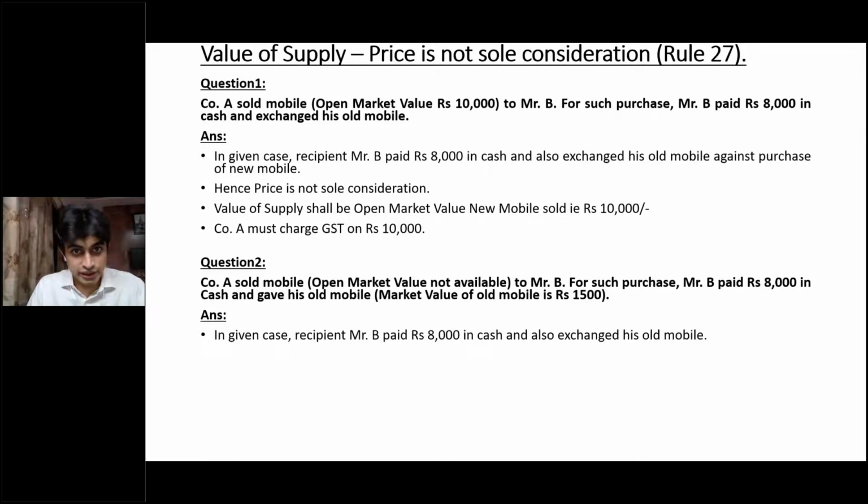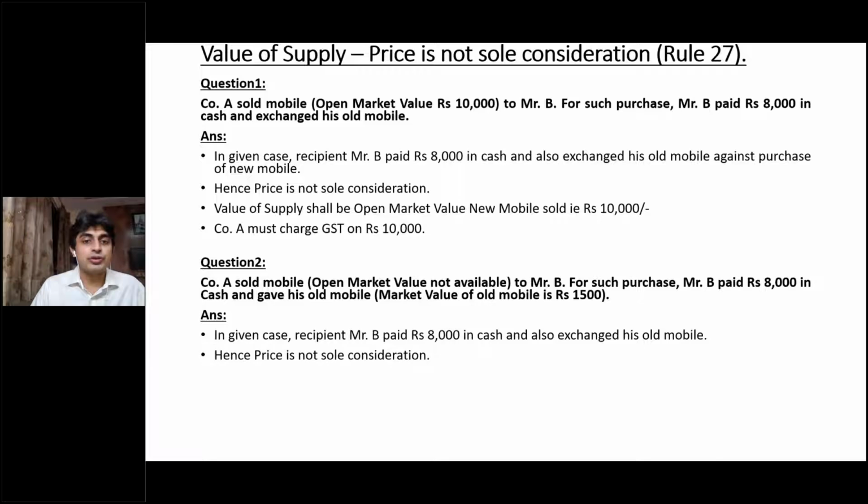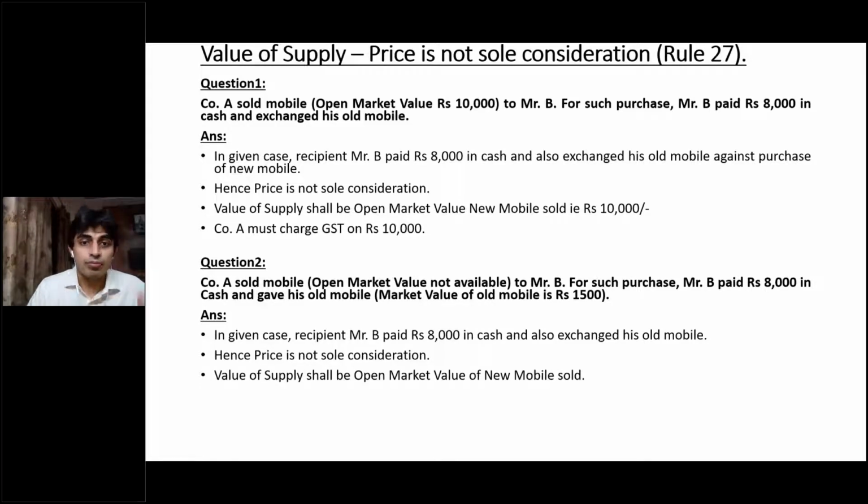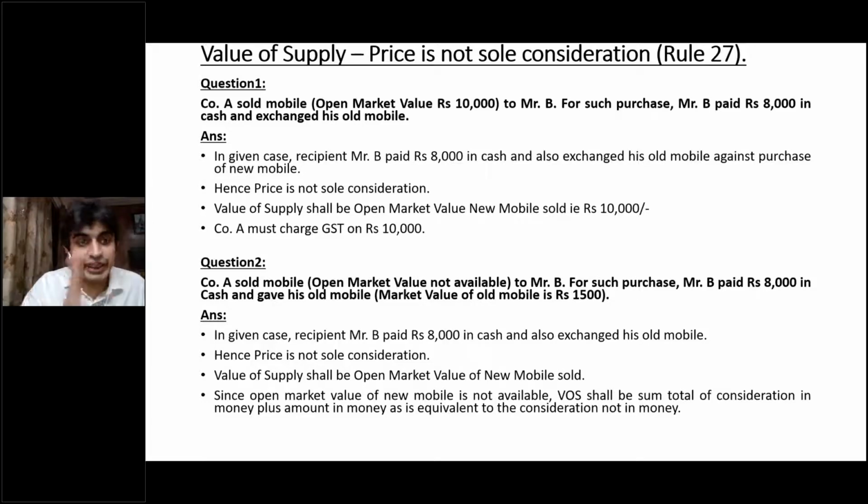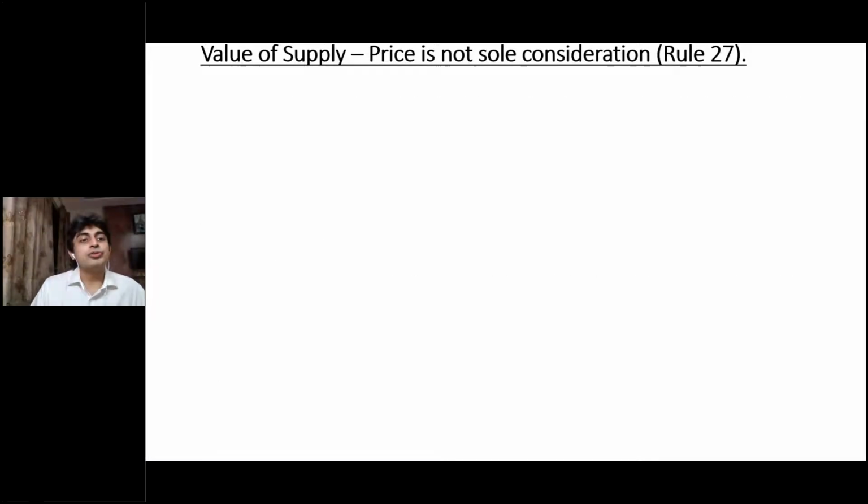So, Mr. B paid rupees 8,000 in cash plus old mobile. Hence, price is not the sole consideration. If price is not the sole consideration, what is the value of supply? Open market value. But is the open market value of the new mobile available? No. So we have to go to the next step. What is the next step? Sum of total consideration in money, that is 8,000, plus amount equivalent to money, that is the market value of the old mobile, 1,500. So GST will be on how much? 8,000 plus 1,500. It shall be on 9,500 rupees. Okay, so this was step 2. Now I will go to the third question.